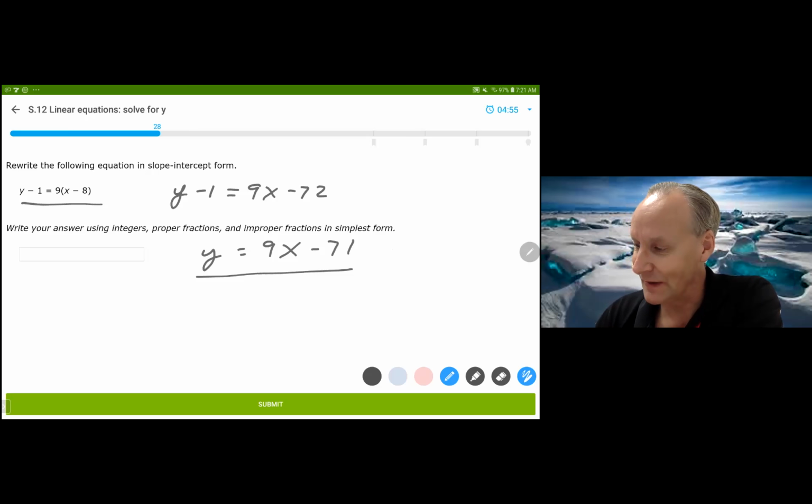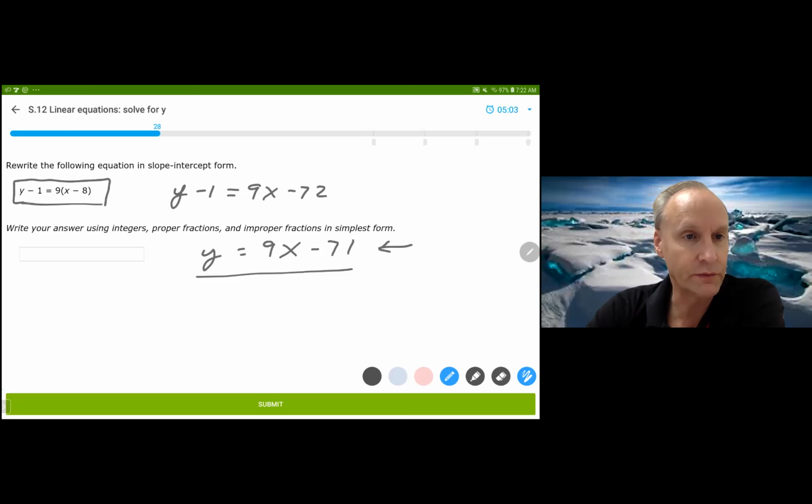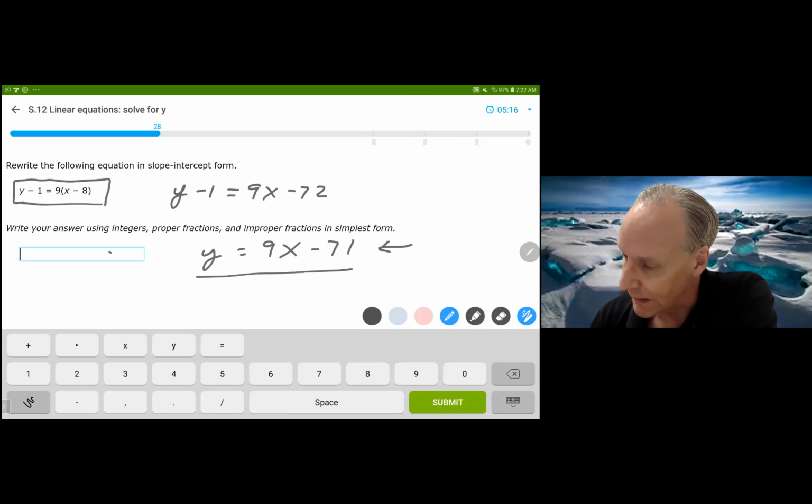Notice you're going to have a hard time graphing this on regular graph paper, but this point slope form is easy to graph. It's going to go through the point (8, 1) and have a slope of 9. This one is going to go through the point (0, -71) and have a slope of 9, but I would say it's much easier to graph the point slope form. So we've got y equals 9x.